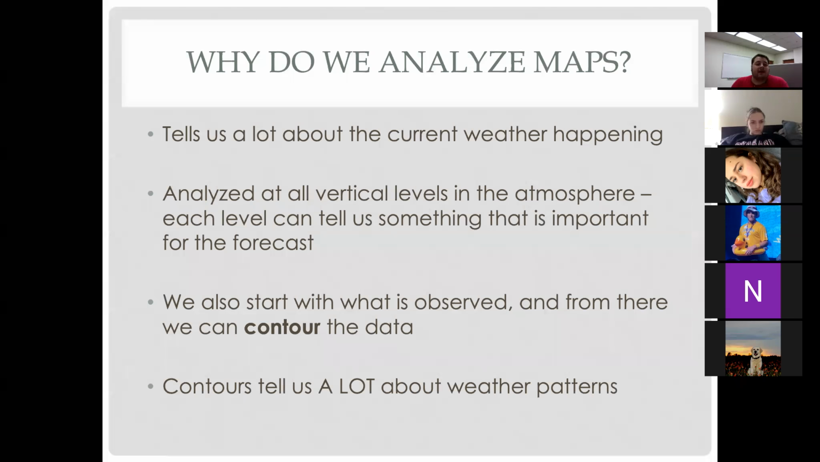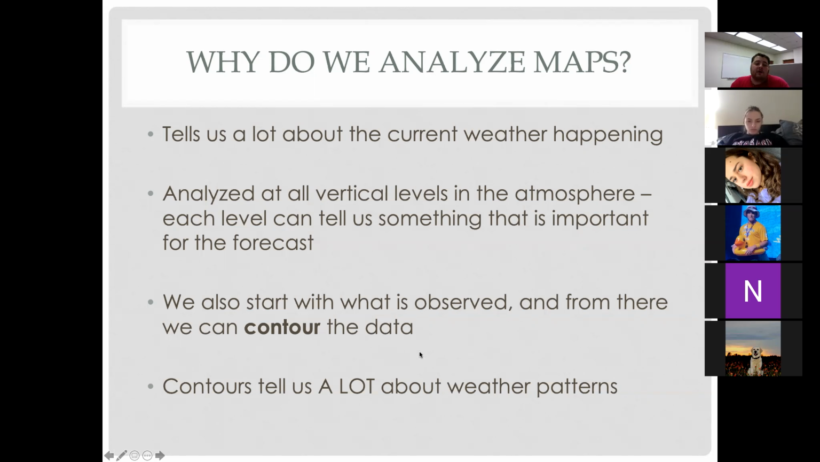So why do we analyze maps? These tell us a lot about the current weather happening. The surface plot that you looked at when you were doing the activity is just one example of those. They're analyzed at all vertical levels of the atmosphere, from the surface all the way up to the top of the atmosphere, like at 250 millibars. Each level can tell us something different that is important about the forecast.